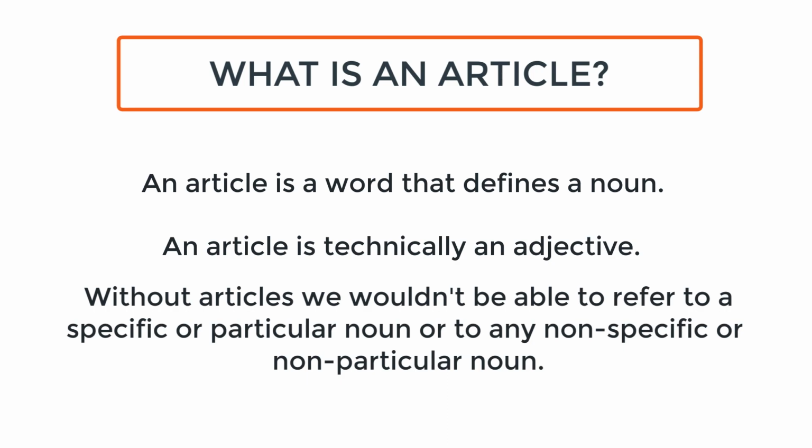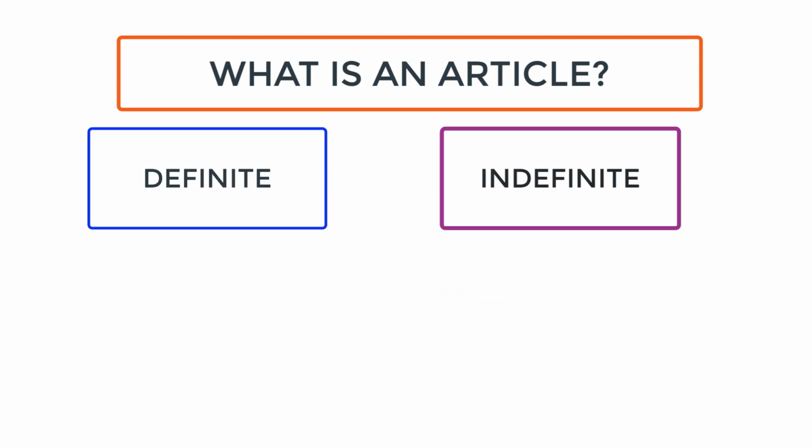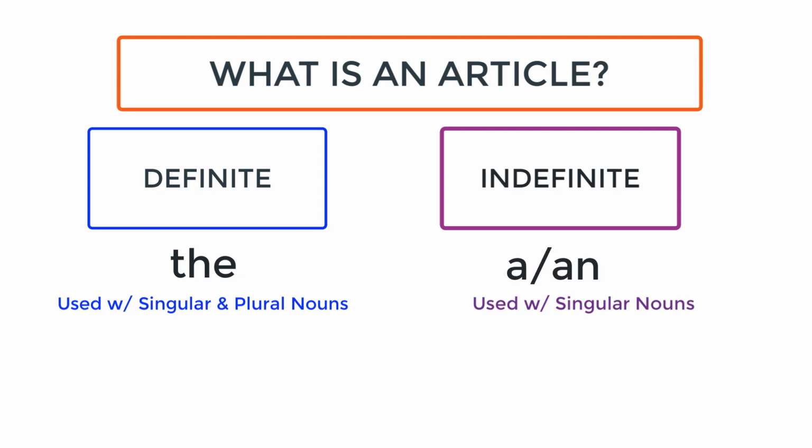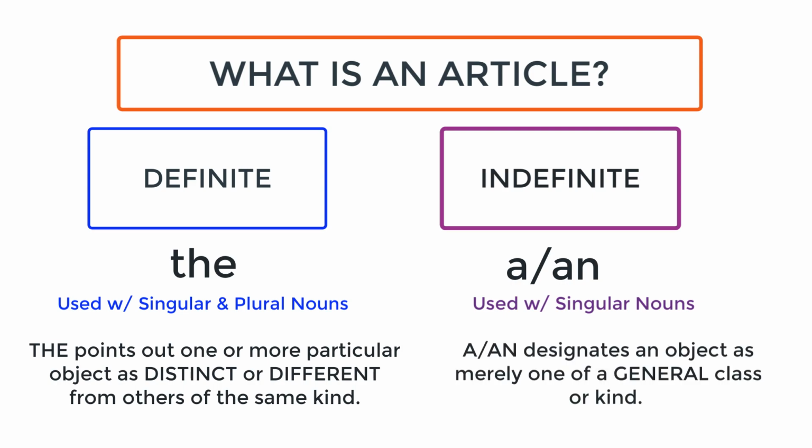This is because articles define nouns as definite or indefinite. The two articles are the definite article, the, and the indefinite article, a or an. Notice that a or an are grouped together. The definite article, the, points out one or more particular objects as distinct or different from others of the same kind, whereas the indefinite article, a or an, designates an object as merely one of a general class or kind.